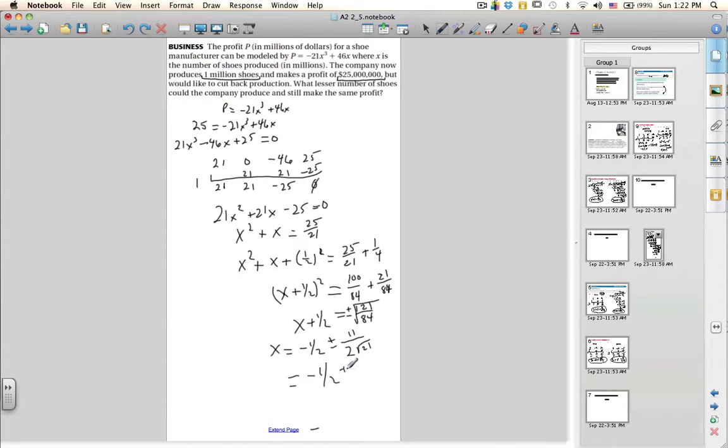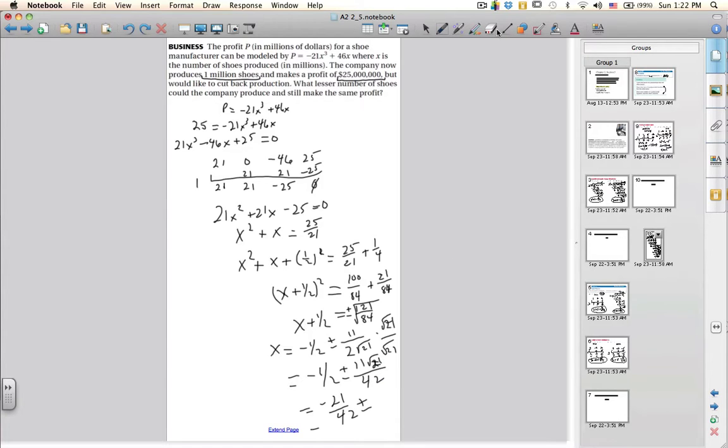Negative 1/2 plus and minus 11 over 2 root 21. I'll have 11 root 21 over 42 when I multiply it by root 21 over root 21. It might have been easier to do the quadratic formula in this particular case. All right, so this would be negative 21 over 42. That's just converting the 1/2, plus or minus.